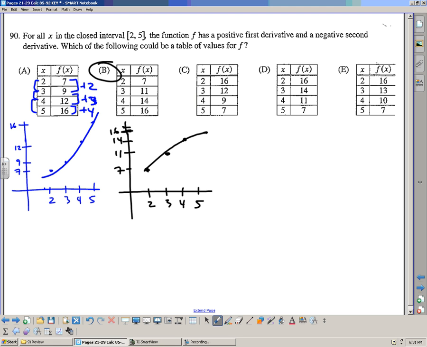This is how easy this question is. I can eliminate C, D, and E because they're all decreasing. And we know a positive first derivative means the function's increasing. So even if you could not get between A and B, C, D, and E are garbage. So you don't have to know much about this question except that part eliminates three choices.